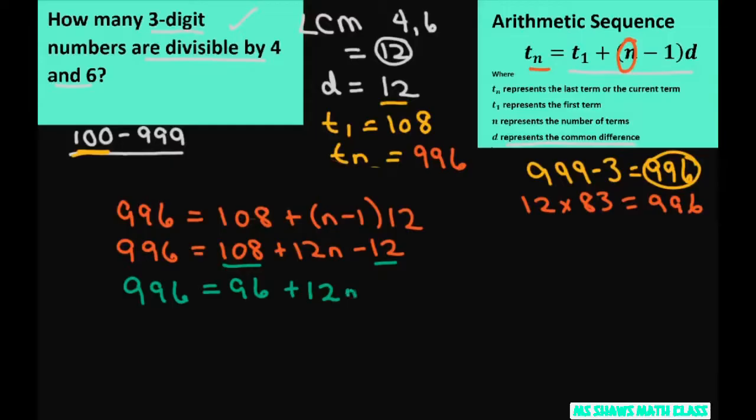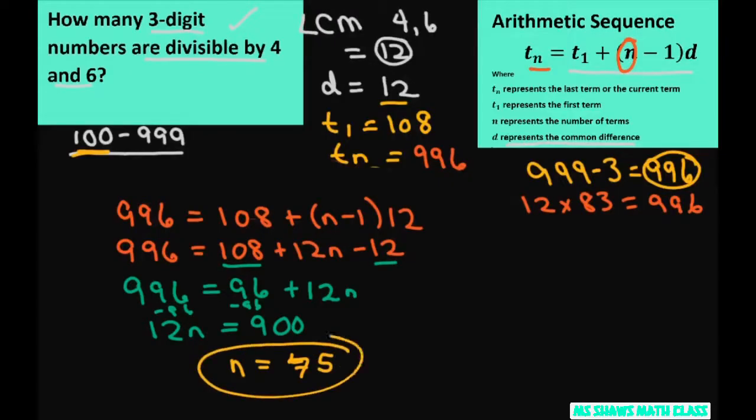And then we're going to get 12n equals 900 once you subtract 96 from both sides. Divide both sides by 12 and you get n equals 75, sorry. So there are 75 three-digit numbers that are divisible by 4 and 6.